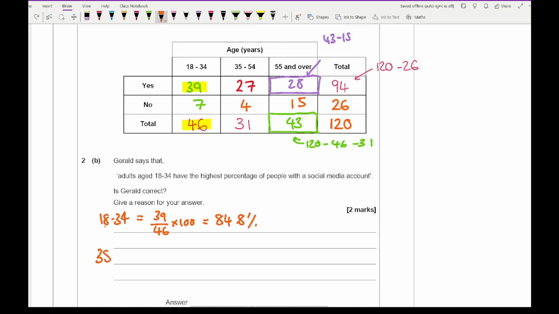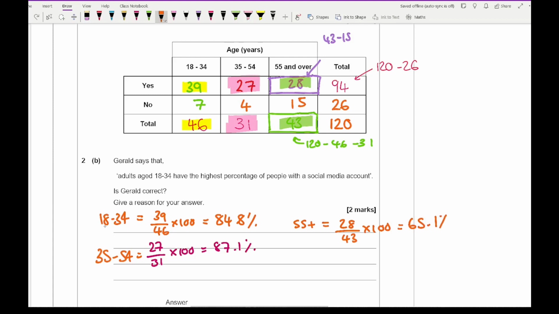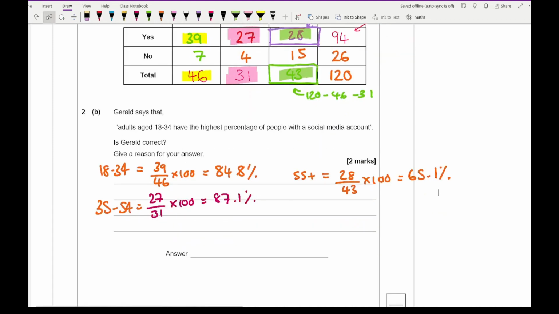Then for 35 to 54, if I do the same, so this time I do 27 divided by 31, multiply that by 100, and I get 87.1%. And then the last one, which is 28 over 43, for 55 plus, that's going to be 28 over 43 multiplied by 100, and that comes up to a percentage of 65.1%.